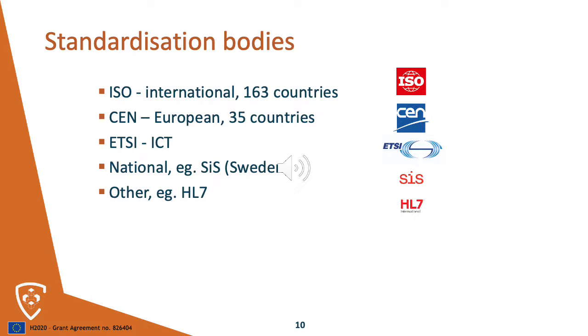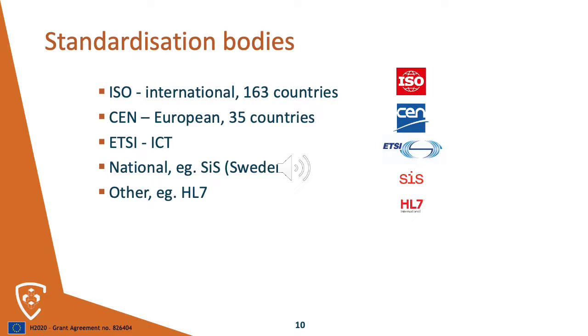On a continental level, we have CEN and ETSI, for example. CEN, the European Committee for Standardization, is an association that brings together the national standardization bodies of 35 European countries. CEN is active in multiple sectors like chemistry, energy, environment, food, healthcare, information society, and security and defense services. ETSI is the European Telecommunication Standards Institute, and it produces globally applicable standards for information and communication technology.